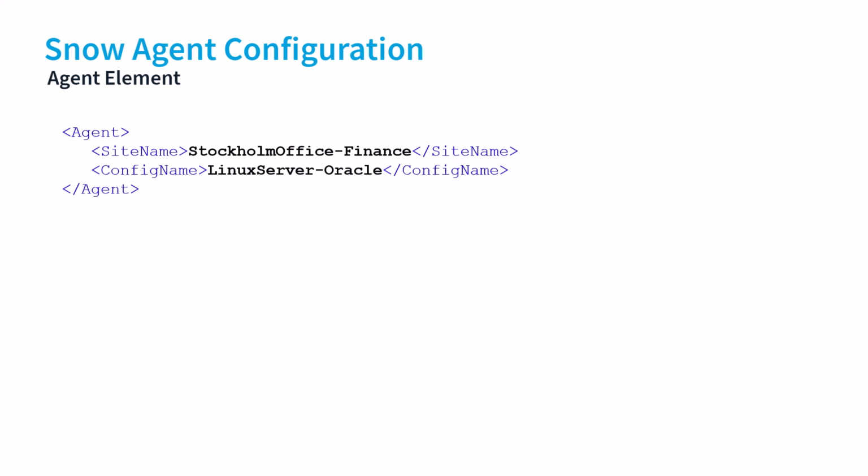Here's a couple of examples. For your Linux servers running an Oracle database, you will have to create a package containing the Linux scanner, a Linux version of the agent configuration template with Oracle settings added, and the additional Oracle scanner script. So a suitable config name for that package would be Linux server-oracle.